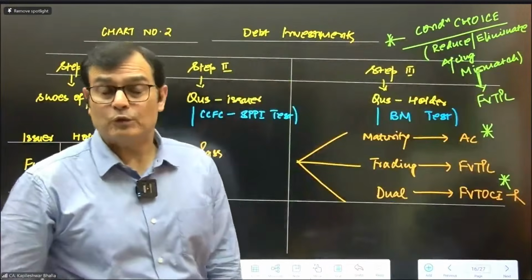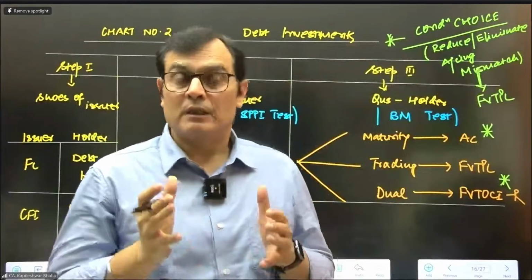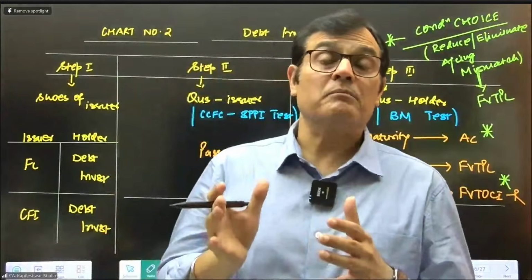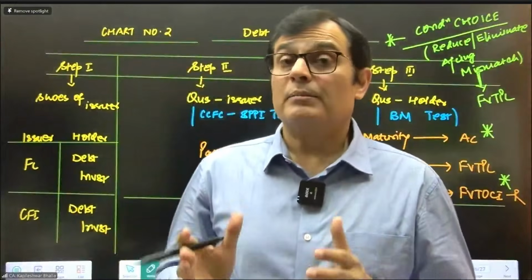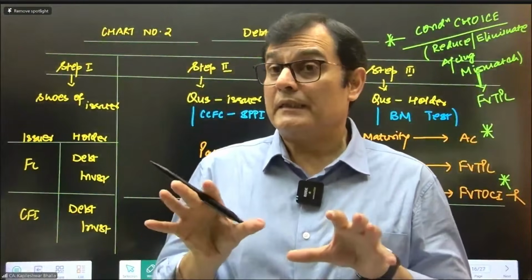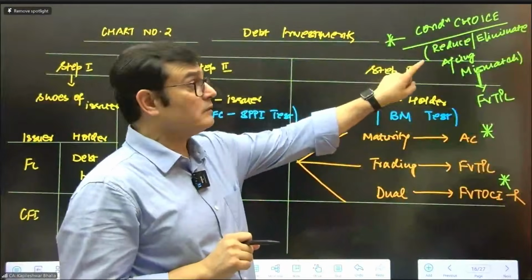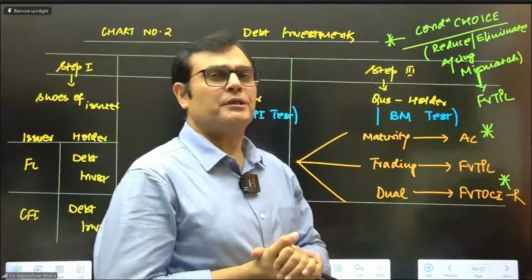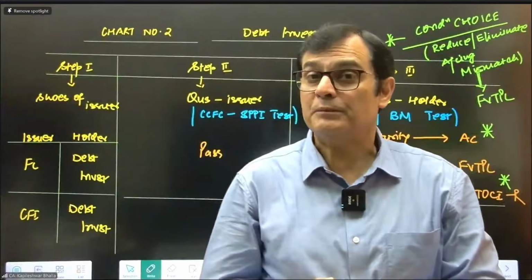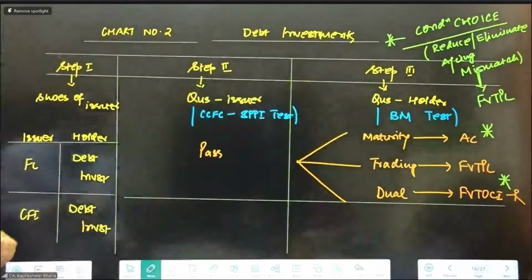So in terms of equity, it was a pure choice, not based on conditions, but a management policy choice. But in this case, it's not a pure choice. In this case, if you prove that there is a reduction or elimination of accounting mismatch, then only can you use FVTPL. Let's come to the next one now.